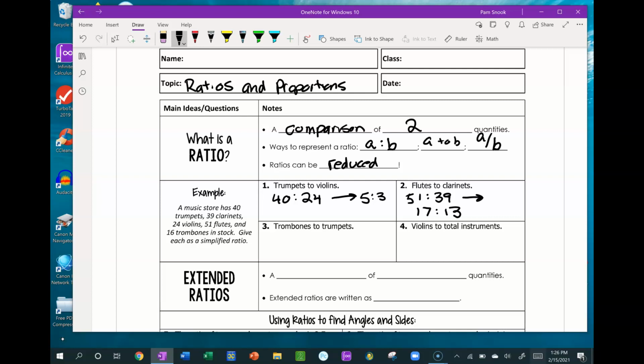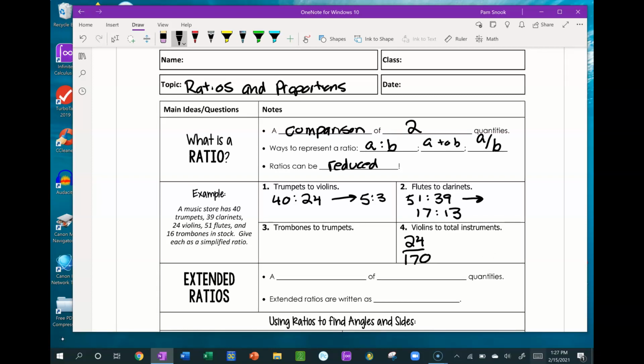And let's do one more. We're going to do violins to total number of instruments. So how many violins do we have? 24 violins. And for the total number of instruments, you're going to have to add up your 40 trumpets and 39 clarinets, so you may want to grab a calculator for this. So 40 trumpets plus 39 clarinets plus 24 violins plus 51 flutes and 16 trombones. I get 170. And this time I thought I'd write our ratio as a fraction.